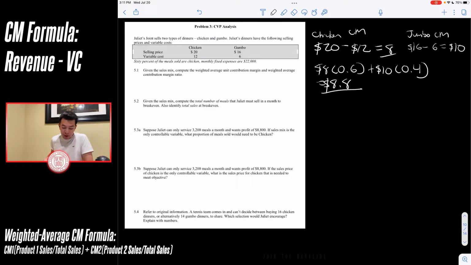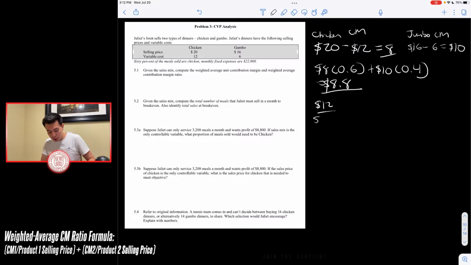And now we want to find the weighted average contribution margin ratio. So what we're going to want to do here is we're going to take the CMs of both, so $8 over 20. So 8 over 20 is how we would usually find the CM ratio of one specific item, right? We take our CM and divide it by the revenue, which basically tells us here that if you divide 8 by 20, we get 40%, right? So for every dollar we make, 40 cents goes towards profit for the chicken meal.